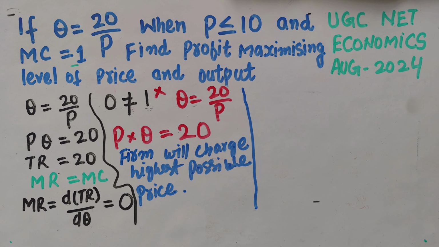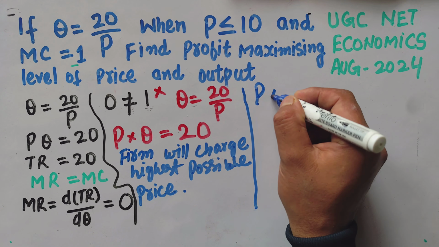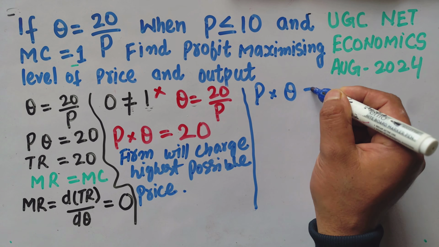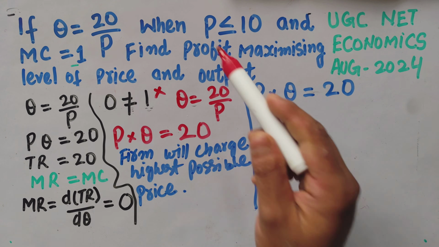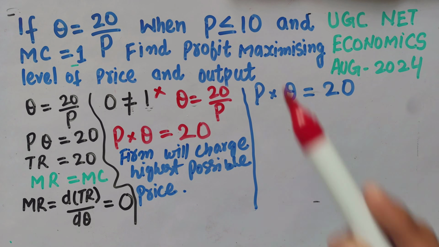Let us see what will happen here. So we know that P into Q is equal to 20. Now what is the highest possible price that the firm can charge? We are being told here that price should be less than or equal to 10.